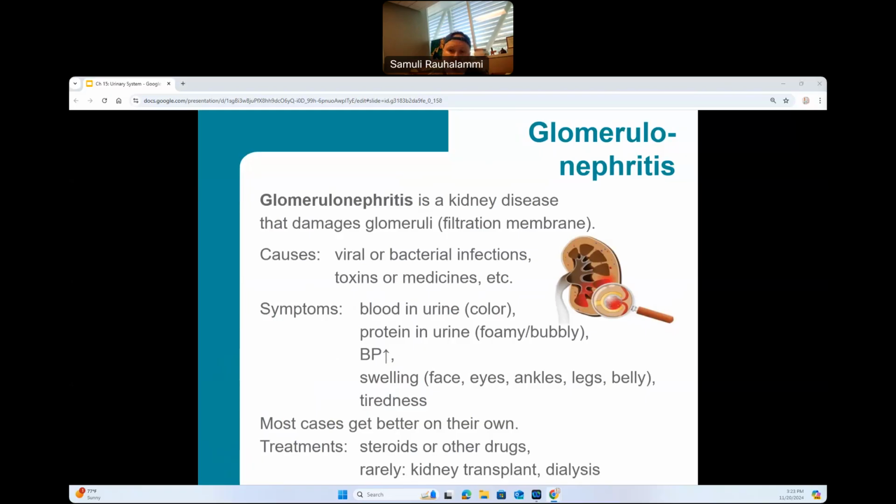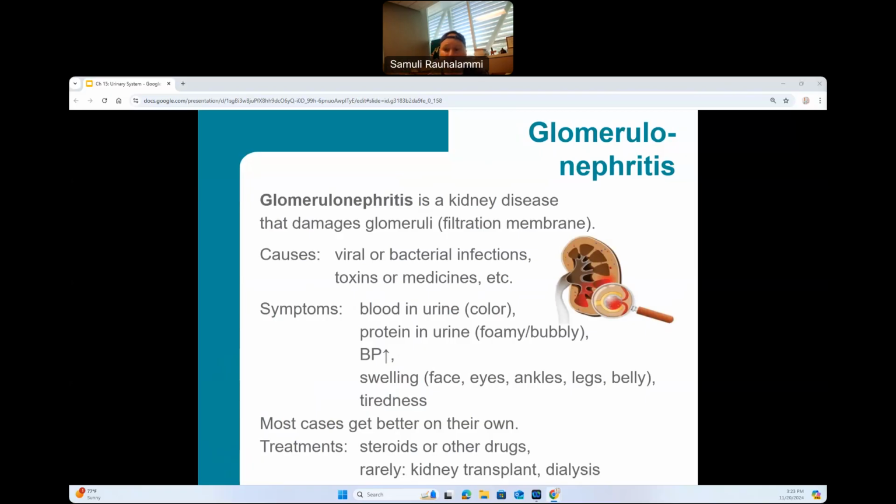Some of the symptoms that we can see here include, for example, blood in the urine, which can make it appear either pink or red or brown, or protein in the urine, which can make it appear foamy or bubbly, high blood pressure, or associated swelling, for example, in the face, eyes, ankles, feet, legs, or belly area. It is also possible that there's a feeling of just generally being more tired than usual.